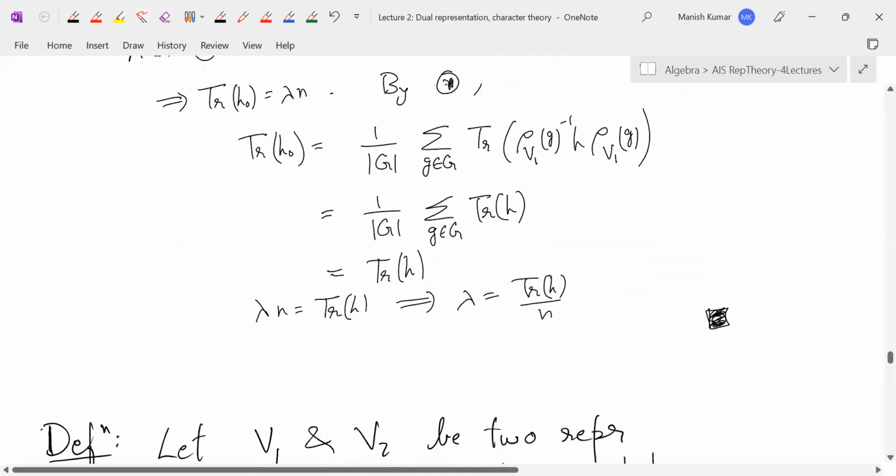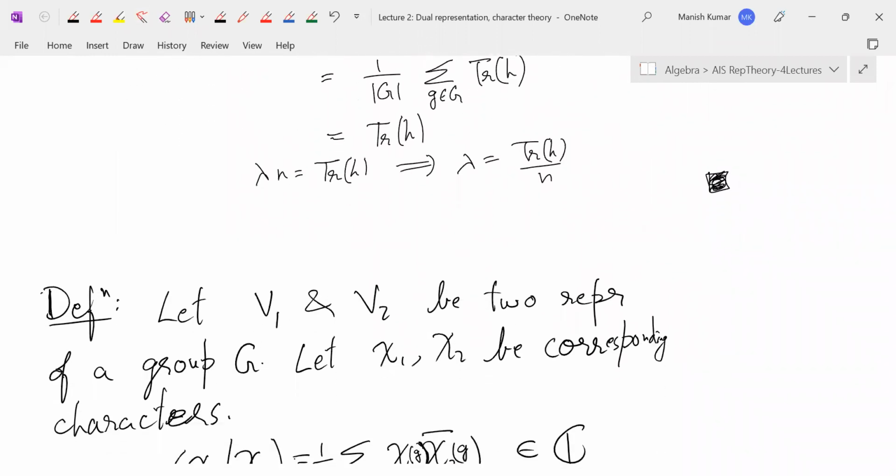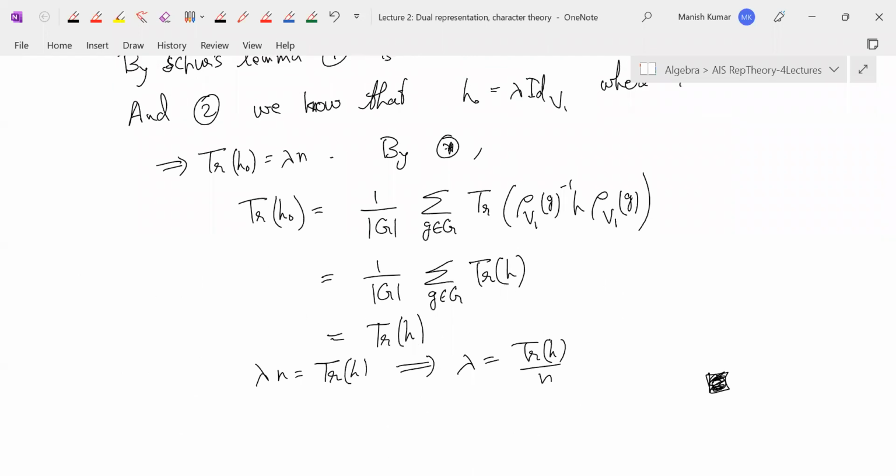In spite of skipping a few things, I couldn't state the orthogonality statement, but maybe we'll do that next time. Let me stop here and we will begin the remaining part tomorrow. I'll see you in the afternoon. Maybe I can take one or two quick questions, but other than that, we'll have questions in the afternoon.